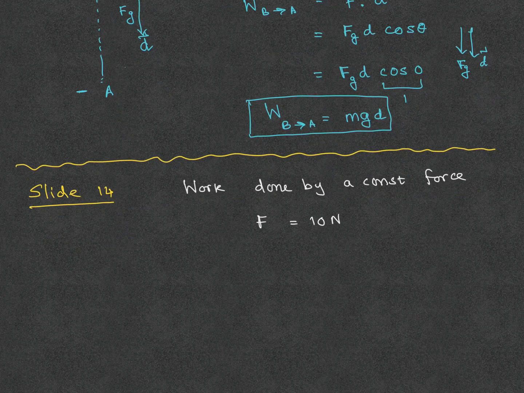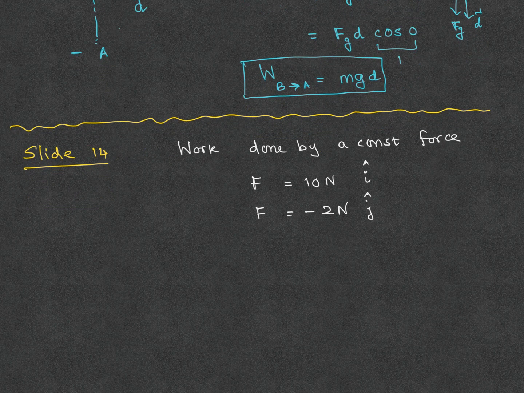First let's look at what a constant force is. So F equals 10 Newton is a constant force. F equals negative 2 Newton also is a constant force. Let's say the first one is going along the i hat direction, which is x, and the second one is going along j hat, that means along the y direction. Negative j hat means in the negative y direction.